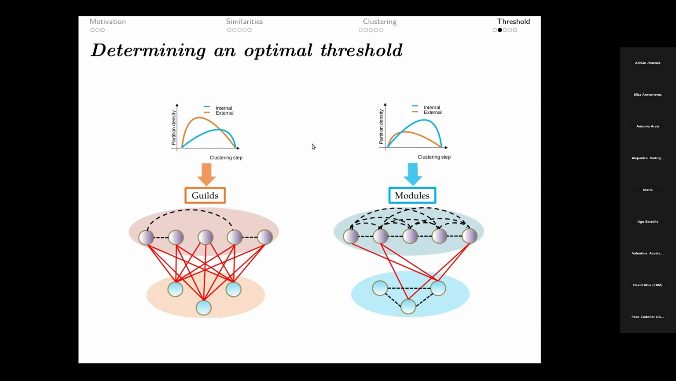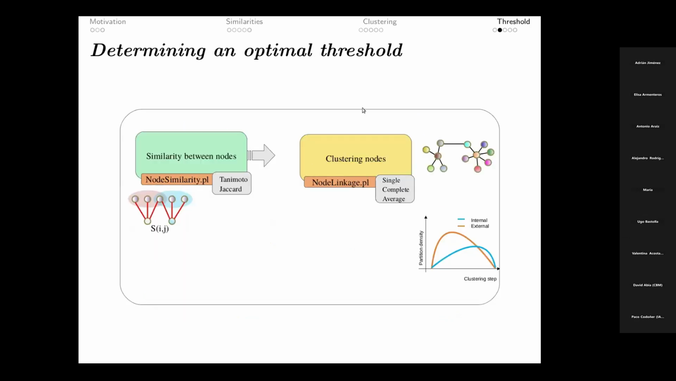So these 2 metrics let us know a little bit in advance what kind of motifs are dominating our network. So we could just cluster the nodes, compute these metrics, perform some visual inspection, and select a threshold. In this case, I'm selecting the peak of the external partition density. And then we run the clustering again, and we stop at this threshold. And in this way, we will come out with the optimal partition.